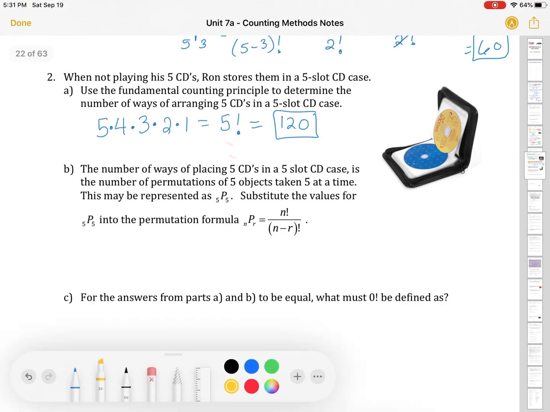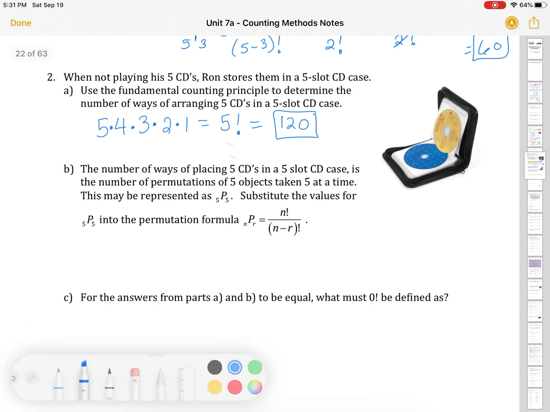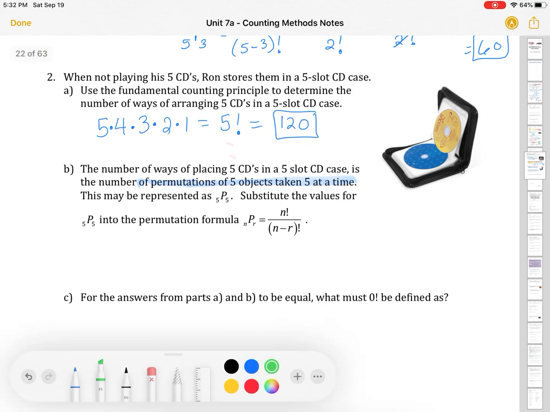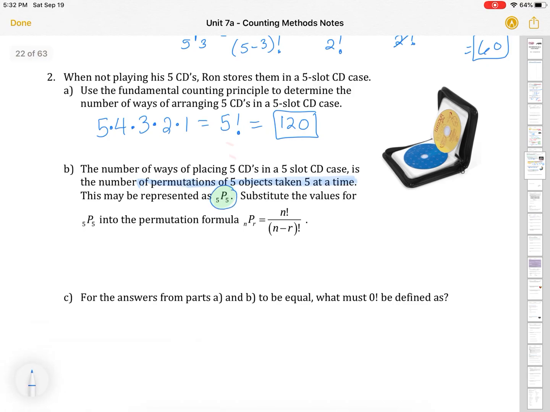The number of ways of placing 5 CDs in a 5-slot CD case is the number of permutations of 5 objects taken 5 at a time. This can be represented as 5P5.